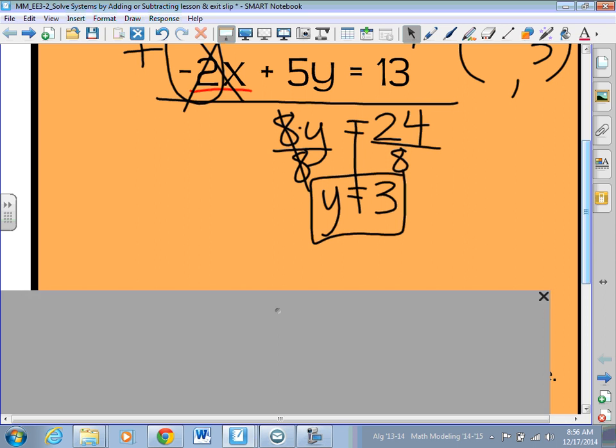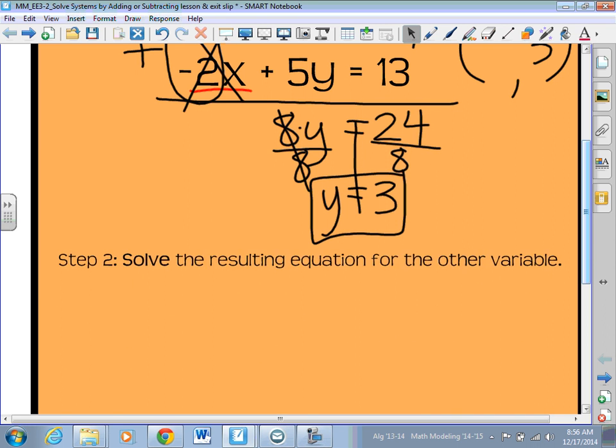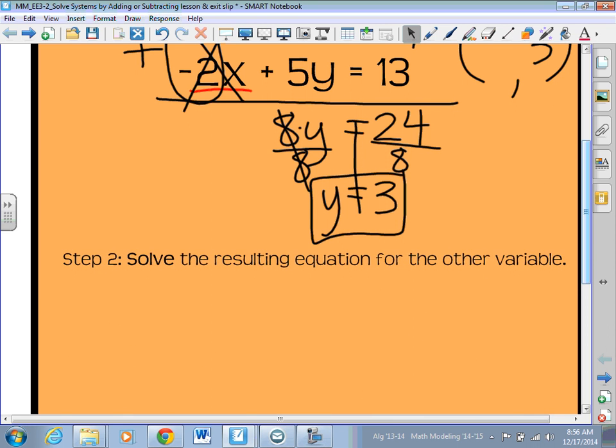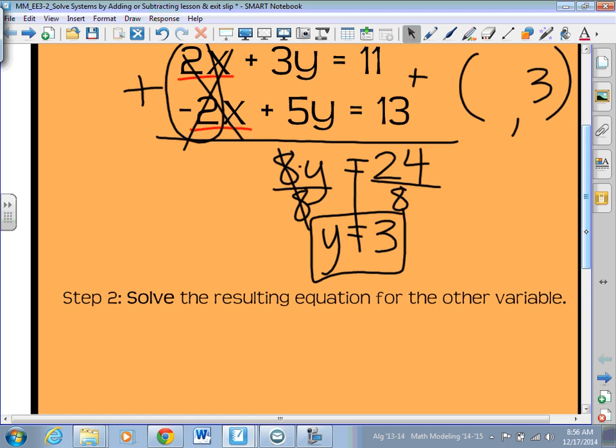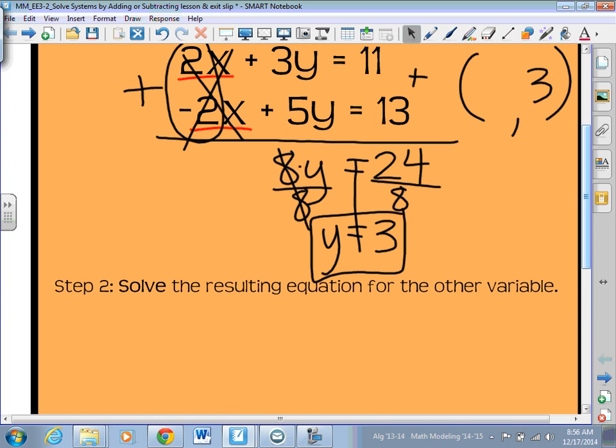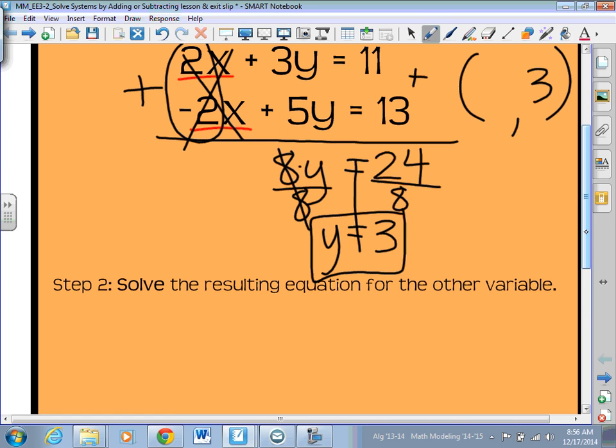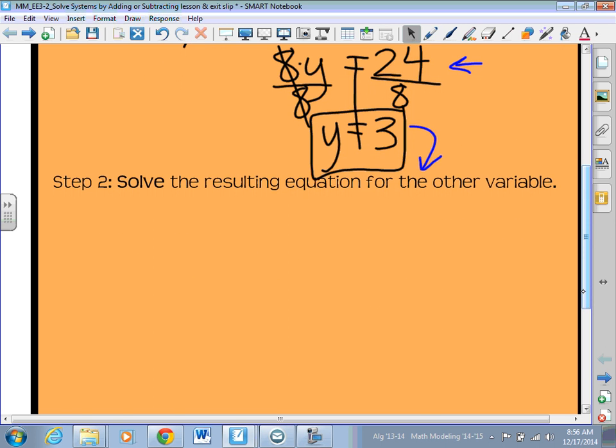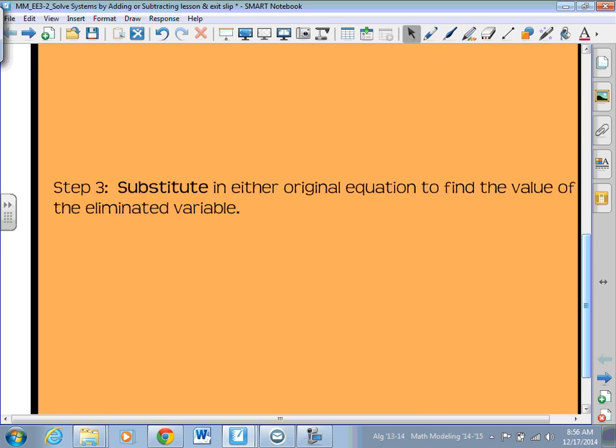So our next step here is to solve the resulting equation for the other variable. I'm sorry, that's what we just did right there to find the y. We solved the resulting equation, which was 8y equals 24. That was our resulting equation for the other variable. So we got y equals 3. I'm sorry, that was step 2. I got ahead of myself. Step 3, here we go.